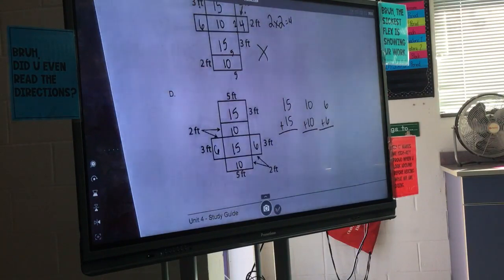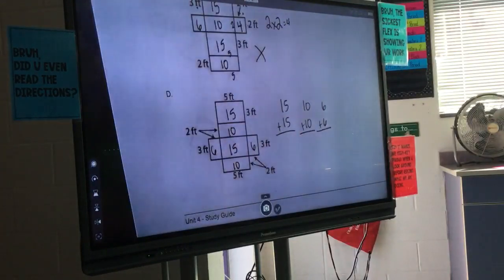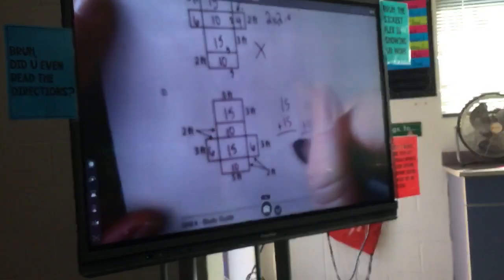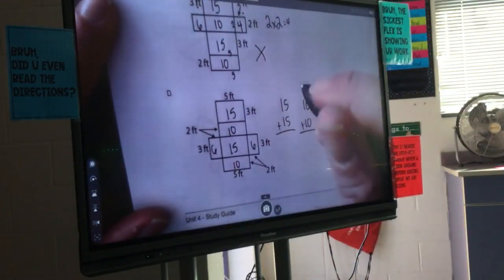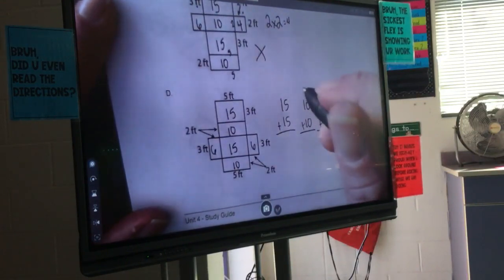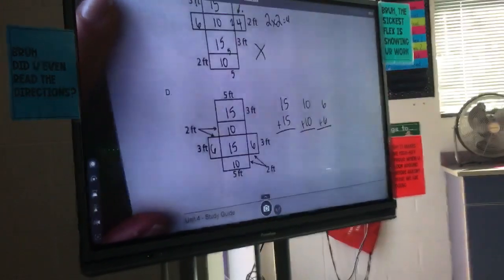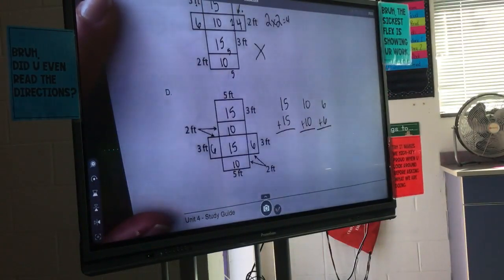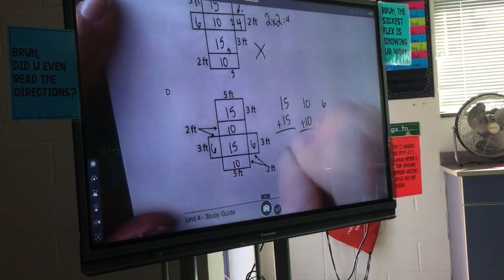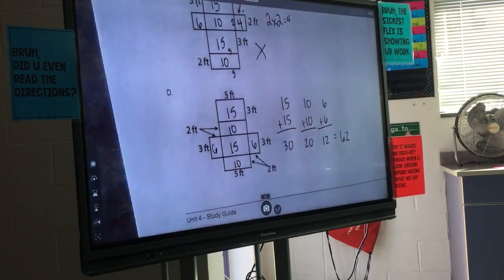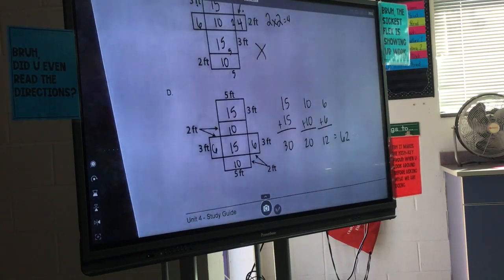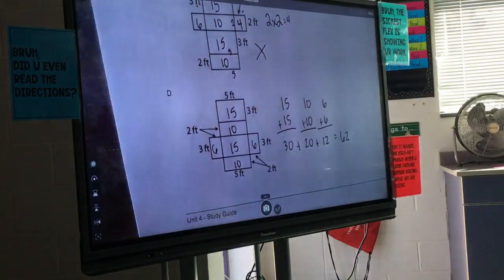Dimanche, what'd you come up with? 152. How did you get 152? So what's 15 plus 15? It's okay. Type in 15 plus 15. Got it. All right, so you end up with 30 plus 20 plus 12, which gives you 62. So this meets all the requirements for the space in between our bases. Then when we add up all of these, we get the same surface area.